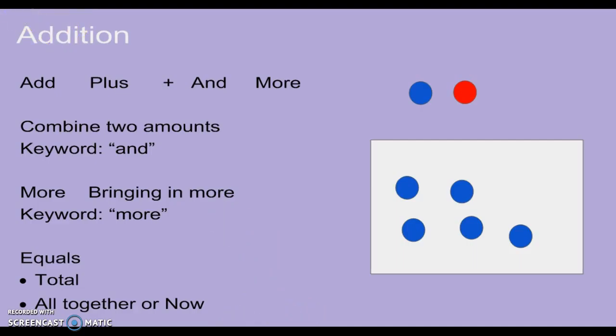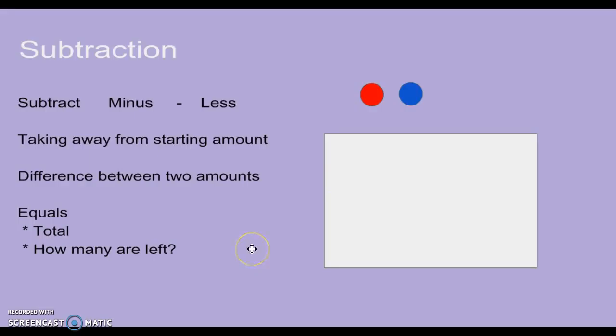Let's go on and take a quick look at subtraction. Subtraction starts with an amount and you take away from it, or you're finding the difference between two amounts. So that's the two different ways to look at subtraction. Some of our keywords are subtract, minus, this is the minus sign, or less. And again, of course, difference is also one of our keywords there. So let's look at the two different examples of subtraction. Let's start with taking away from a starting amount.